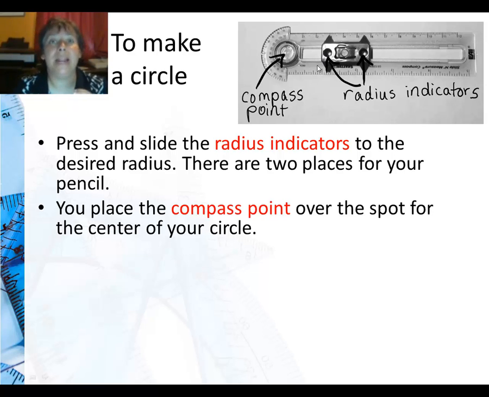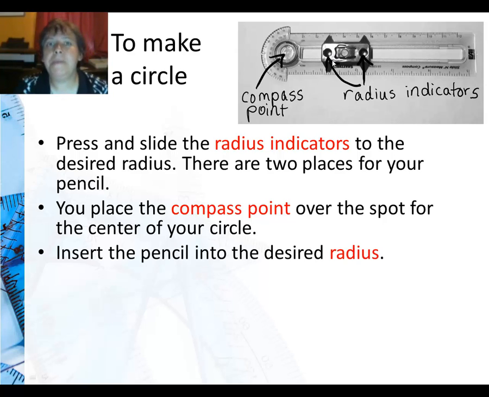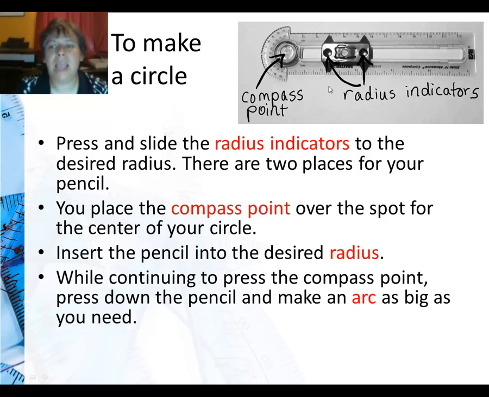Then, now you're going to go ahead and make a circle. So I'm just talking about making a circle right now. You put the compass point. This is going to be the center of your circle. Put that where you want the center. All right? Put the pencil in whichever desired radius you want to use. And while continuing to press down, and so you press the compass point, you got your pencil, and you just kind of move around. And since it's kept, it's almost like a string. It keeps you making a circle.